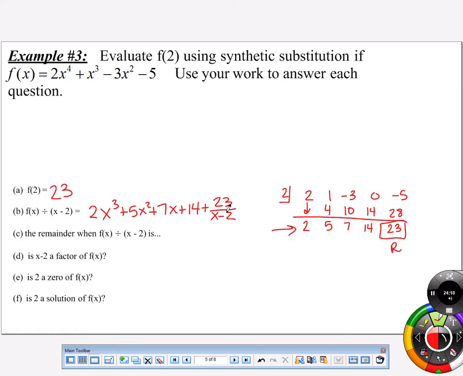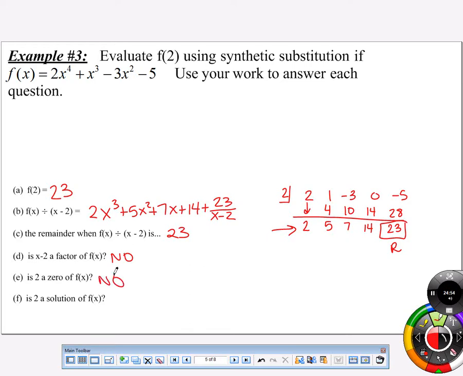All right. The remainder when f of x is divided by x minus 2 is what? 23, right? We already marked it. Is x minus 2 a factor of f of x? No. How do I know that? Because there is a remainder, right? Is 2 a 0 of f of x? No. Because in order for 2 to be a 0 of f of x, a couple things would have to happen. One, if I plug in 2 for x, what should I get for y? 0. Not what I got. Okay? Second thing, if 2 is a 0 of f of x, then x minus 2 is a factor of f of x, and you already answered no to that question. Okay?